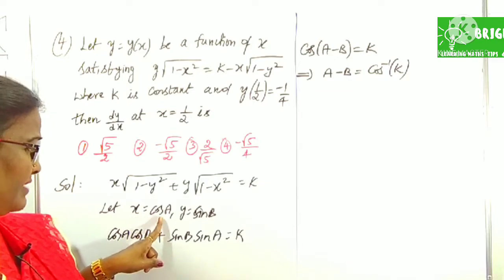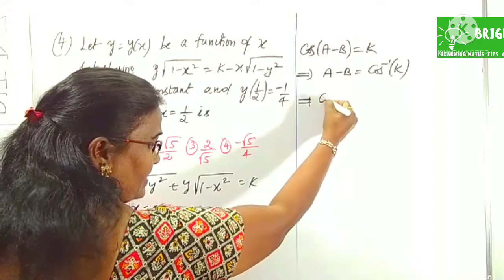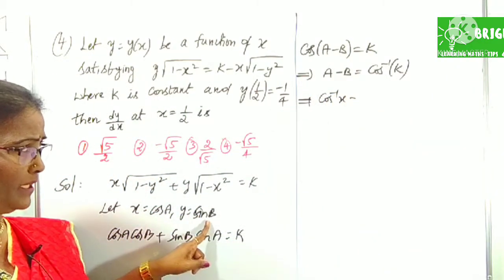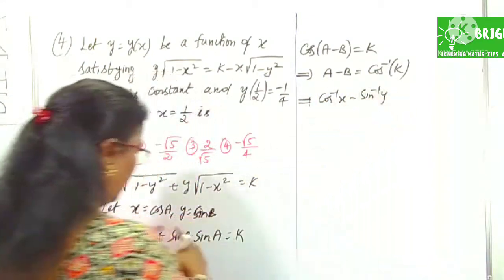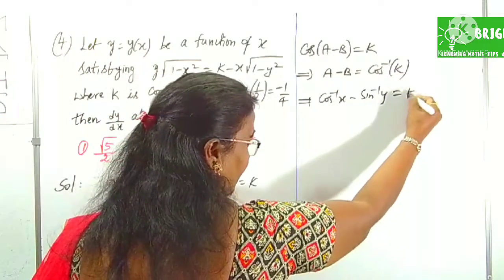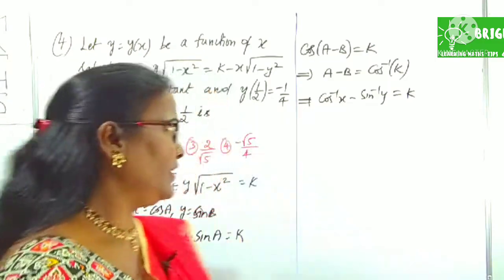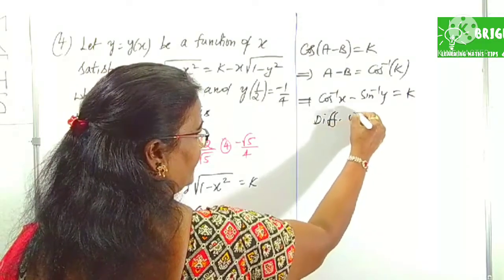x is equal to cos A means from this A is equal to cos inverse x. In place of A we can write cos inverse x. Right? Minus, y is equal to sin B, so B is sin inverse y. Right? y is equal to sin B means B is equal to sin inverse y, and this equals k. Now we can differentiate it. Then only it is so easy. Right? Now differentiate it with respect to x. Differentiate with respect to x.